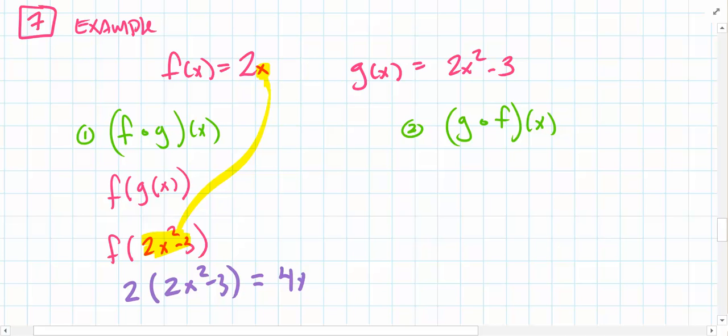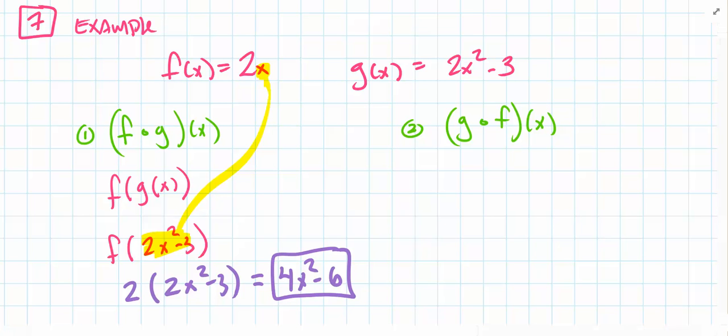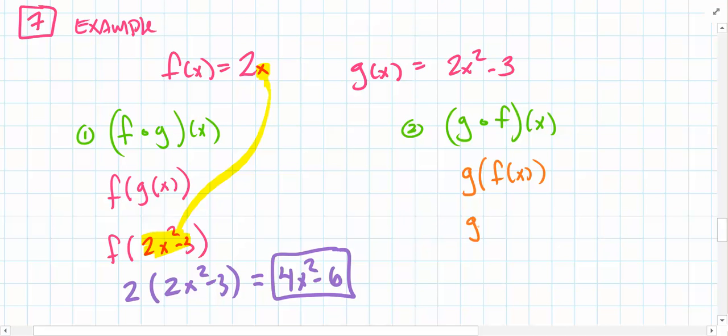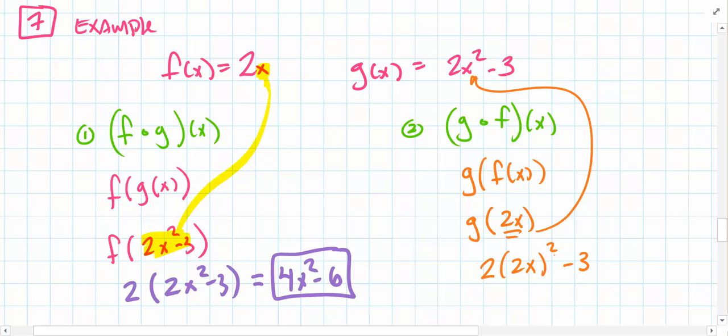Okay, good. Now let's do g of f of x. I'll go orange here for you. This means g of f of x. That means g of, well, 2x, right? What does that mean? That means take 2x and put it right there for your g function. So we're going to have 2 times 2x squared and then a minus 3. So that's going to be what? So yeah, 4x squared times the 2. So that's going to give me 8x squared and then minus 3.